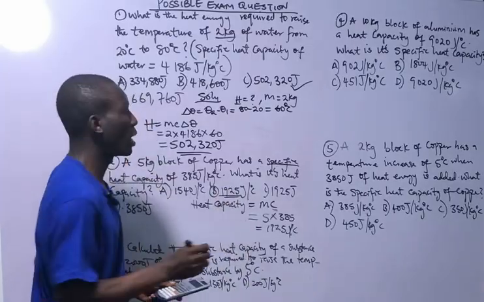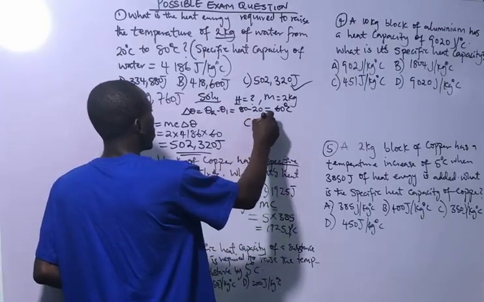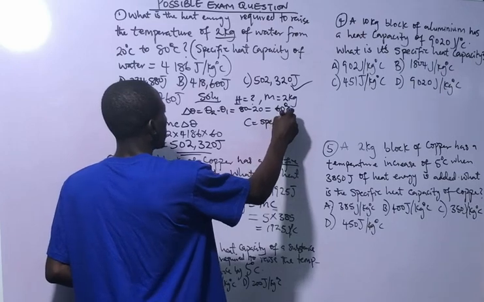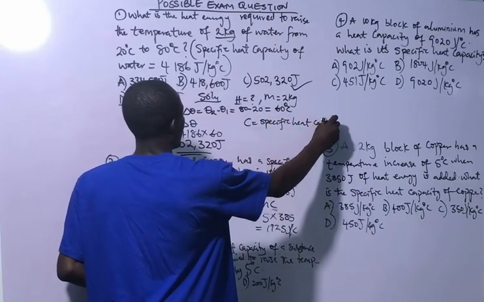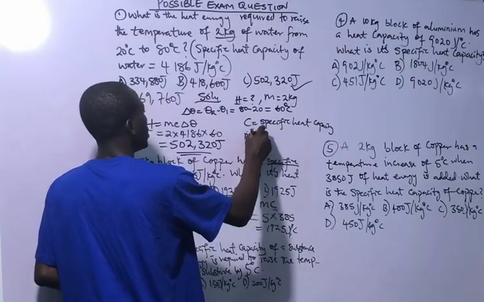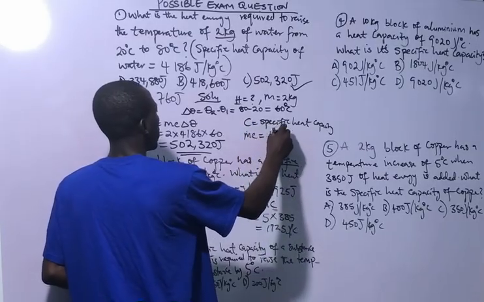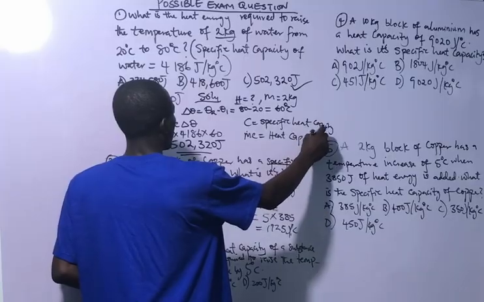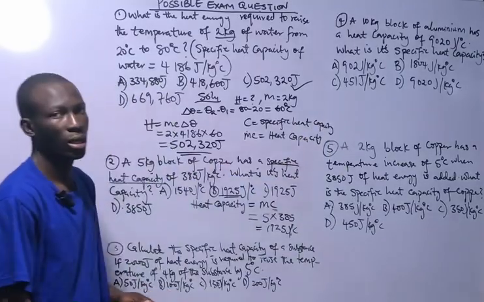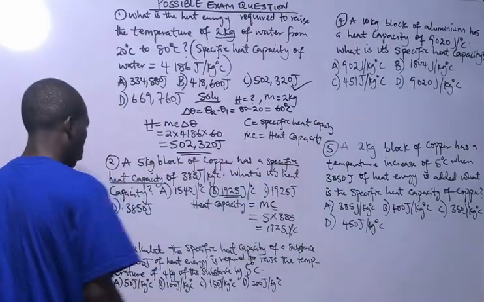Take note that C is called specific heat capacity. mc is heat capacity. When you join mass and specific heat capacity together, you form heat capacity. Let's look at the third question.